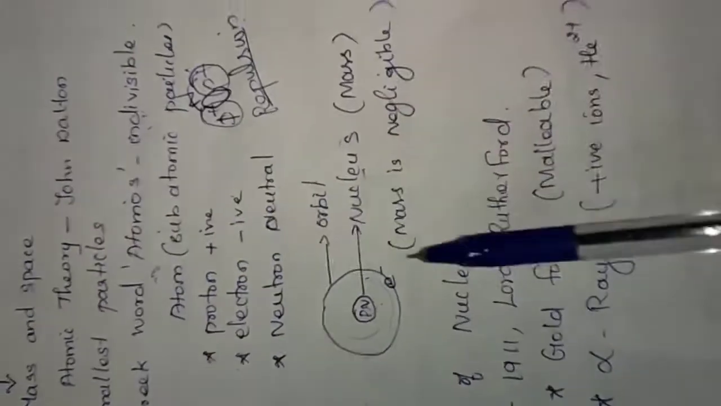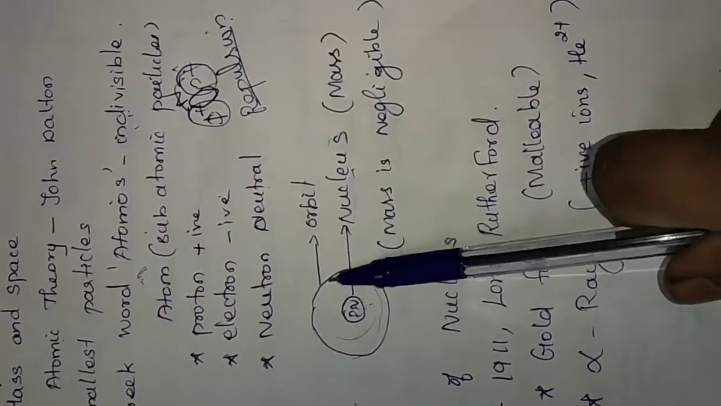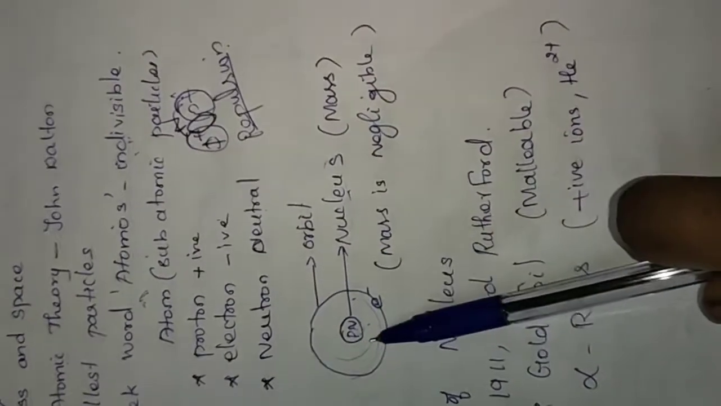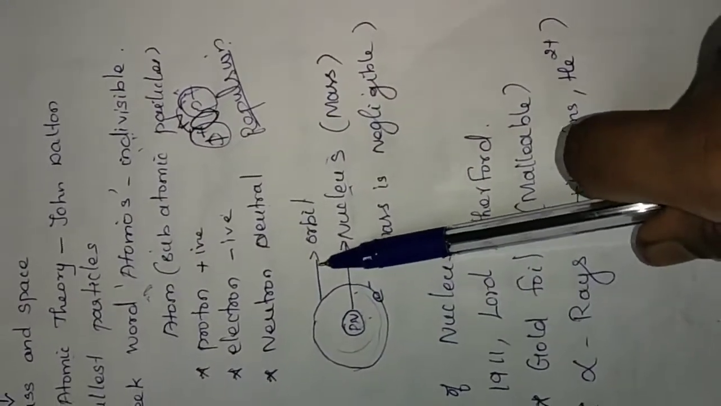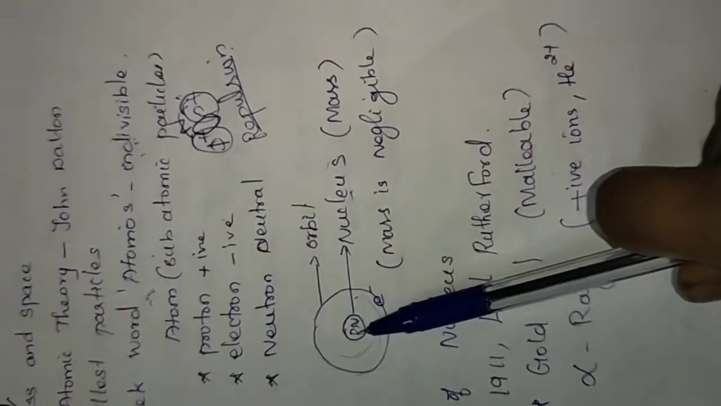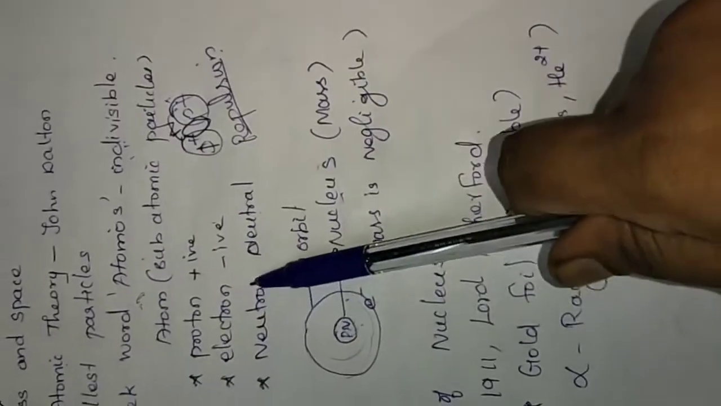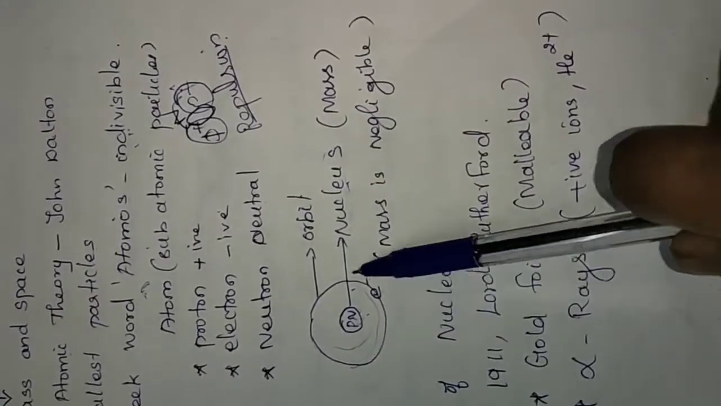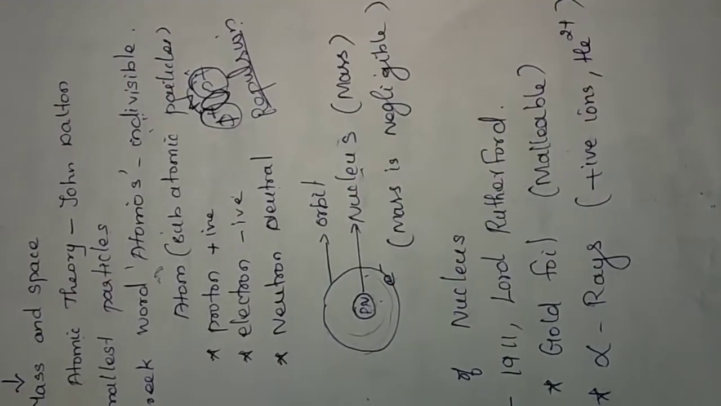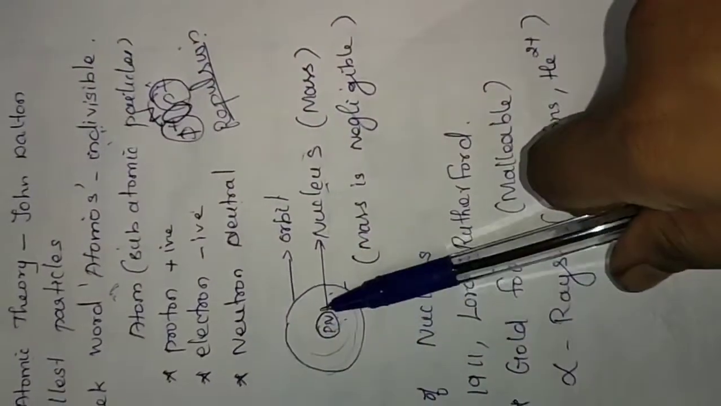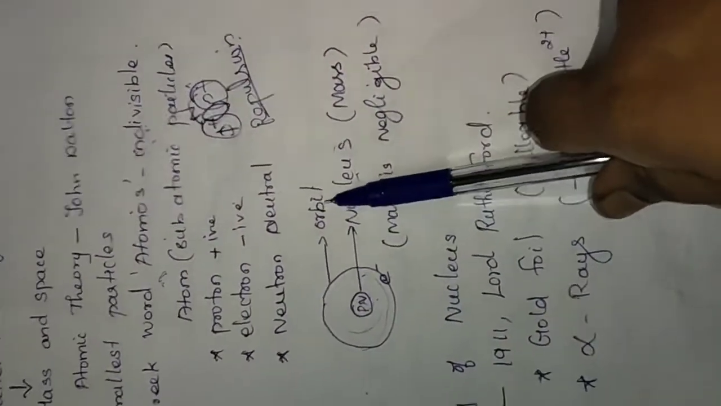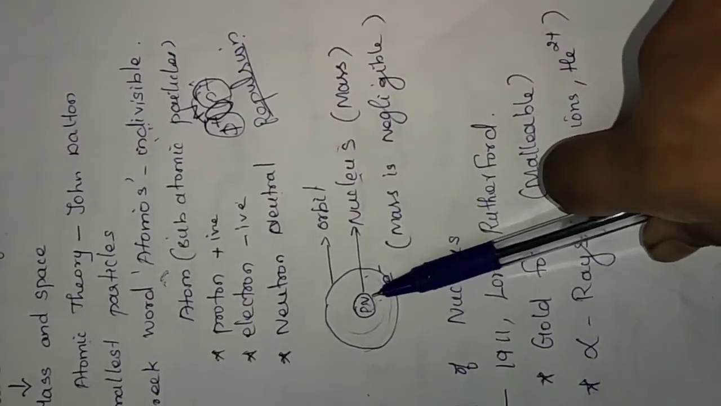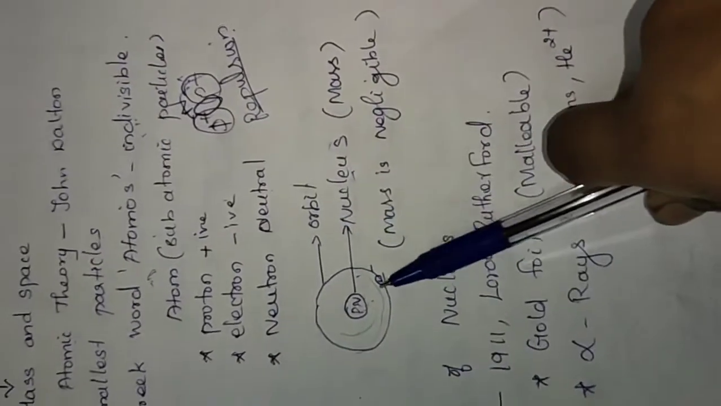And also, the atom has two parts. We can divide the atom into two parts. One is the nucleus, the next one is the orbit. Protons and neutrons are present inside the nucleus, whereas electrons are present outside the nucleus. And the circular path in which the electron revolves is called the orbit. So, the atom has two parts. What are they? Nucleus and orbit. The nucleus contains protons and neutrons, whereas the orbit contains what?